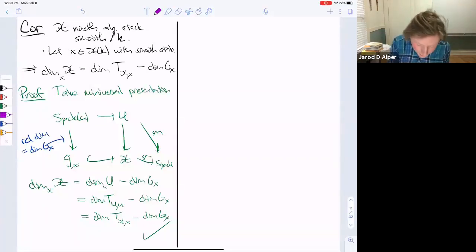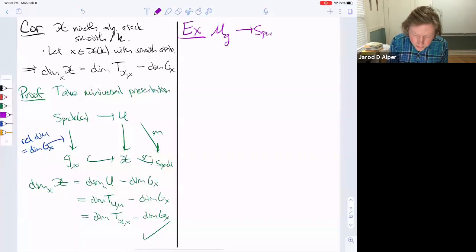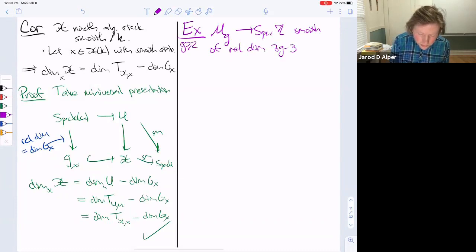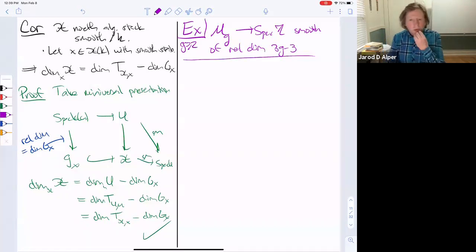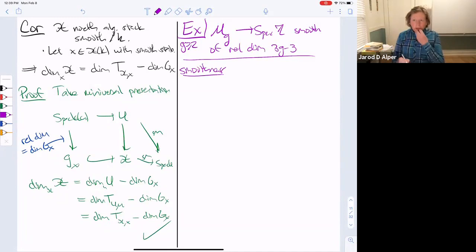And this allows us, finally, to get to the application we've been aiming at, which is M_G. I want to show that M_G over Spec Z is smooth of relative dimension 3G minus 3, again with G greater than or equal to 2. Let's translate the smoothness condition. We'll use the formal lifting criterion.